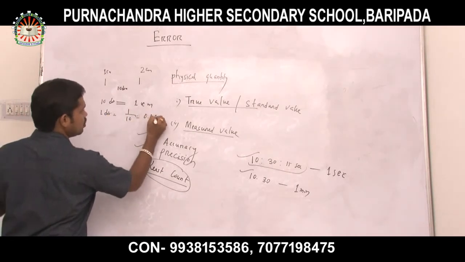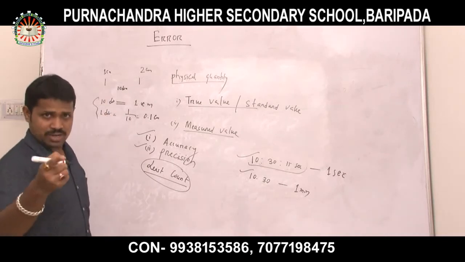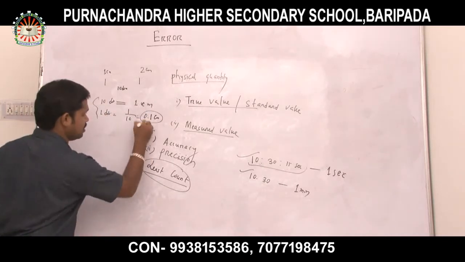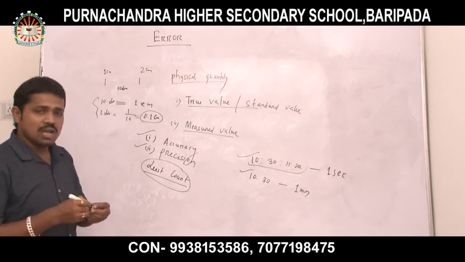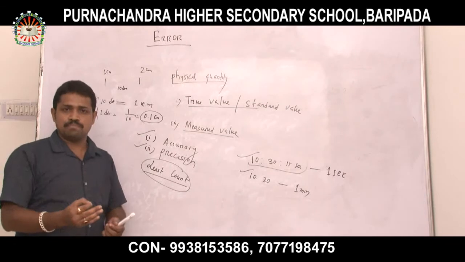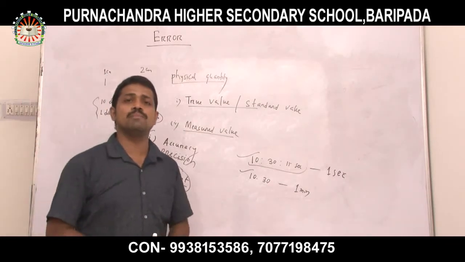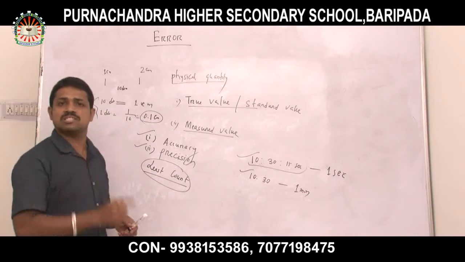That is 0.1 centimeter. That means, what is the least count of a scale? 0.1 centimeter. I think all of you understood. That is, with the help of a scale, what is the minimum measurement we can do? 0.1 centimeter. Below that we cannot perform the experiment perfectly with that scale.